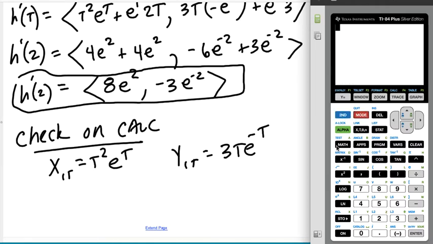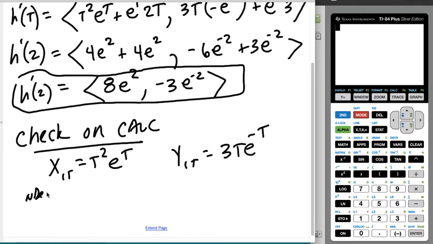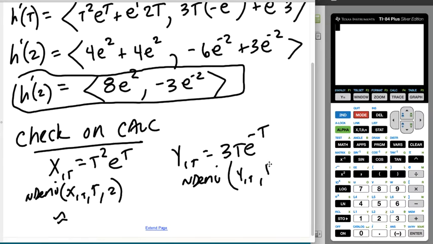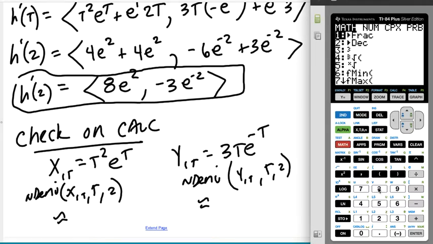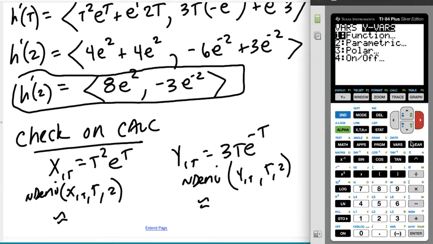Now, what I can do, there are two options. What I actually want to find, I can find one of two ways. I can either go to n derive, so I can go to n derive. I can do x1t with respect to t at 2 and get an approximate value, and then I can type in this value and see it's the same. And I could do the same thing here. I could do n derive, which is math 8, and y1t with respect to t at 2 and see if it's the same. But that would be fine. So that's one option. So go math 8, vars over to y vars. You pick parametric, and I want x1t, comma, with respect to t at 2.